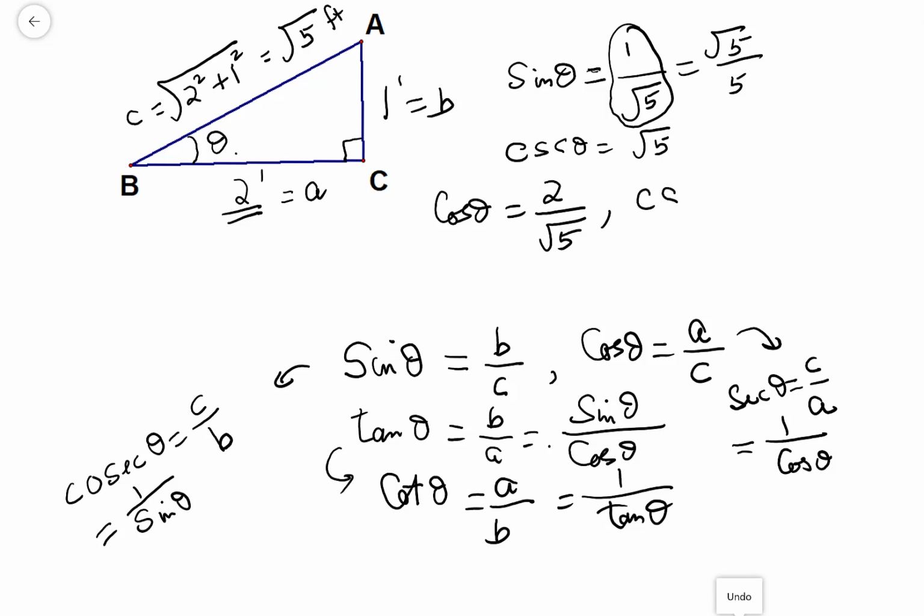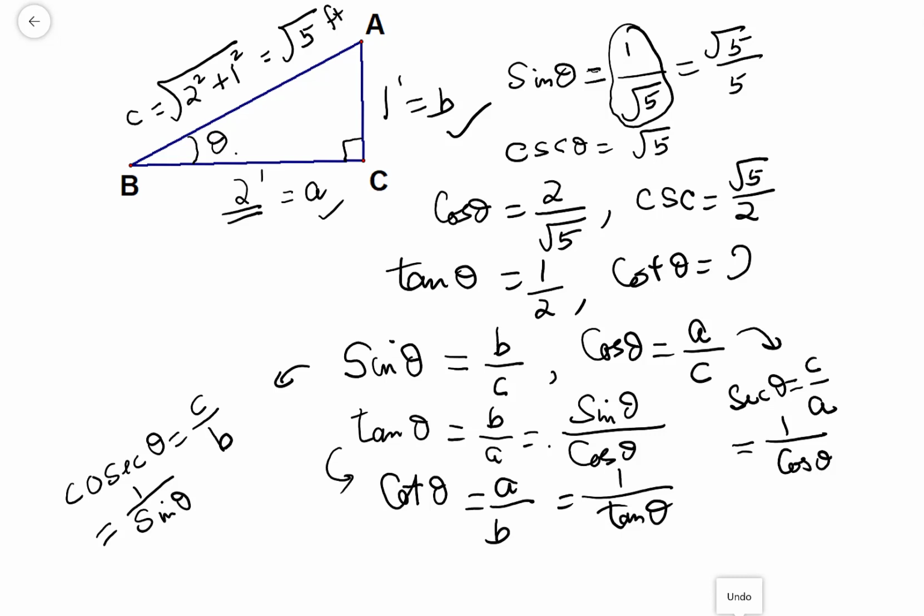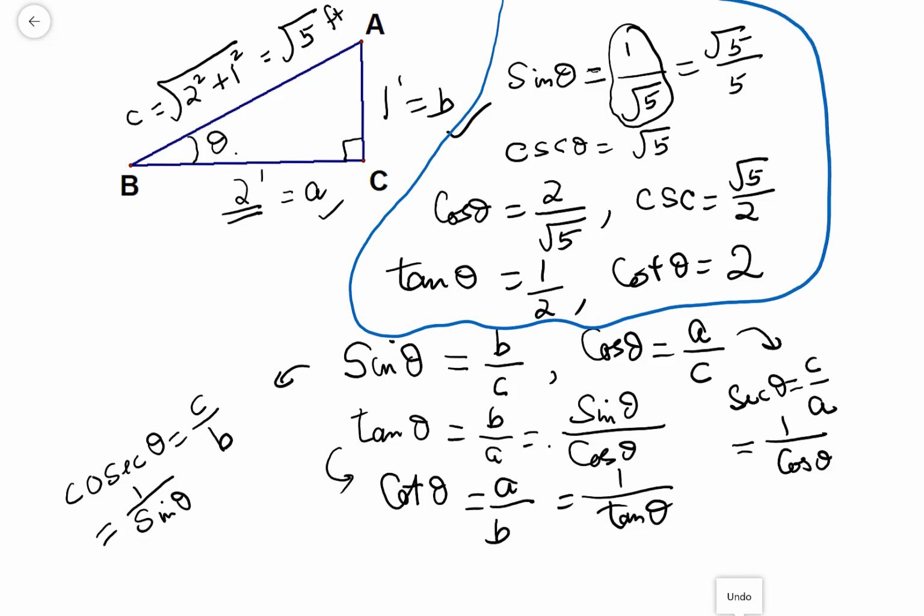And secant of theta would be what? The reciprocal, that is the square root of 5 over 2. And tangent is the opposite over the adjacent, so that will be 1/2. So cotangent, which is the reciprocal, would be 2, right? So here is an illustration of the calculation of these functions for this triangle.